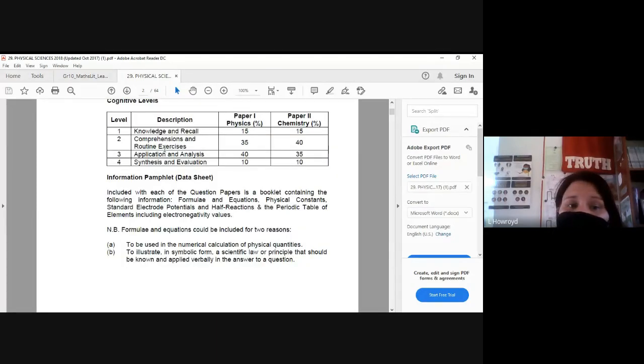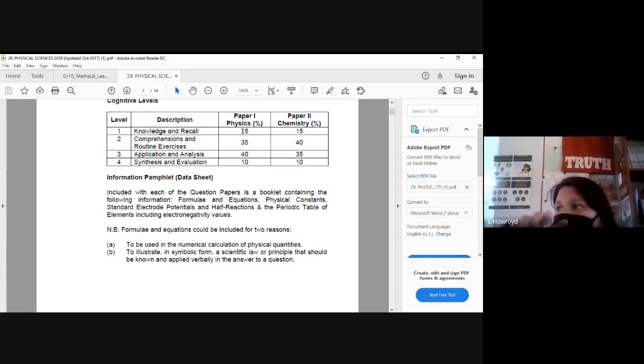So you can see here knowledge and recall. Now, girls, this is definitions that you need to learn off by heart. Anything that you need to recall from what you've studied, that is 15% of your mark in an exam. So you can get 15% like this if you just know your stuff. Then comprehension and routine exercises, those are the simpler things.